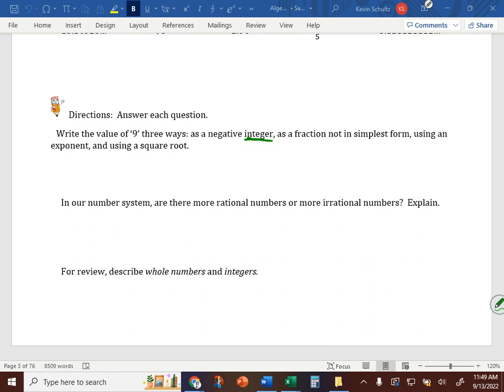So, like using a square root, what would you write for it to be the value of 9? The root of 81 would be a value of 9.